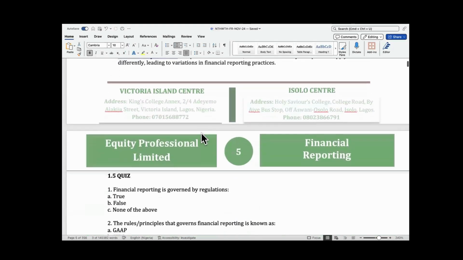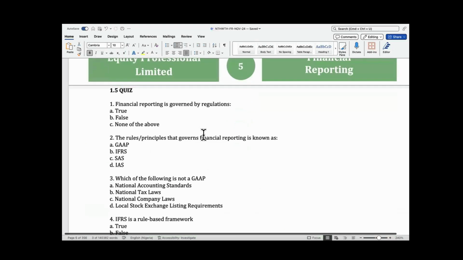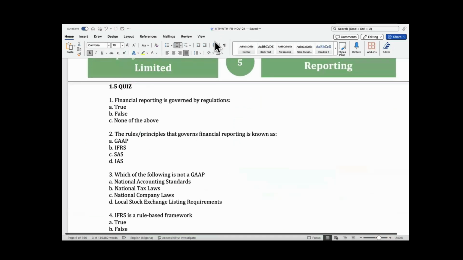Okay, so I believe there are no questions, so let me ask you questions then. Anybody can just answer. If you don't want to talk, you can type it, but I want you guys to participate. So the first one says: financial reporting is governed by regulations. A, 2, B, 4, C, none of the above.